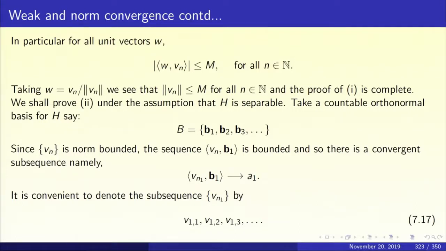To prove the second one, we are going to assume that the Hilbert space is separable. What is the meaning of saying that H is a separable Hilbert space? The Hilbert space has a countable orthonormal basis, namely there is an orthonormal system B equal to B1, B2, B3, etc., such that the linear span of B is dense in H and the B1, B2, B3, etc. are mutually orthogonal unit vectors.